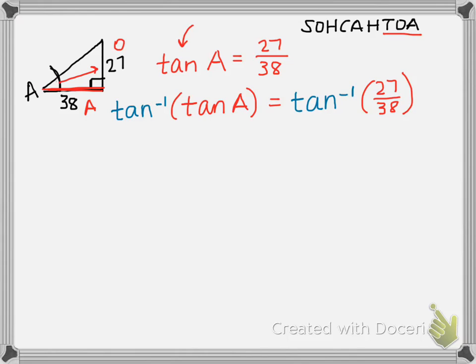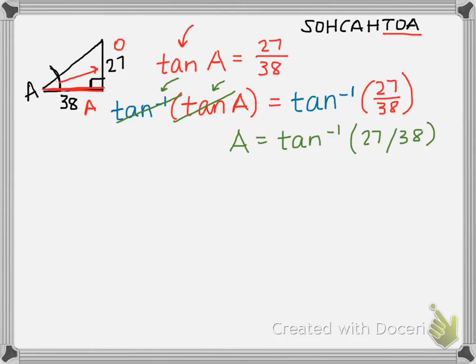Well, when we do that, these two cancel out right here and here because they're opposite functions. They're inverse functions. So if you have the tan with the little -1, and a regular tan, they will cancel out. It's just like if you had 5 minus 5, they cancel out. Or if you had 4 divided by 4, they cancel out. So all you have left over here is A, and you have tangent of -1 of 27 divided by 38.